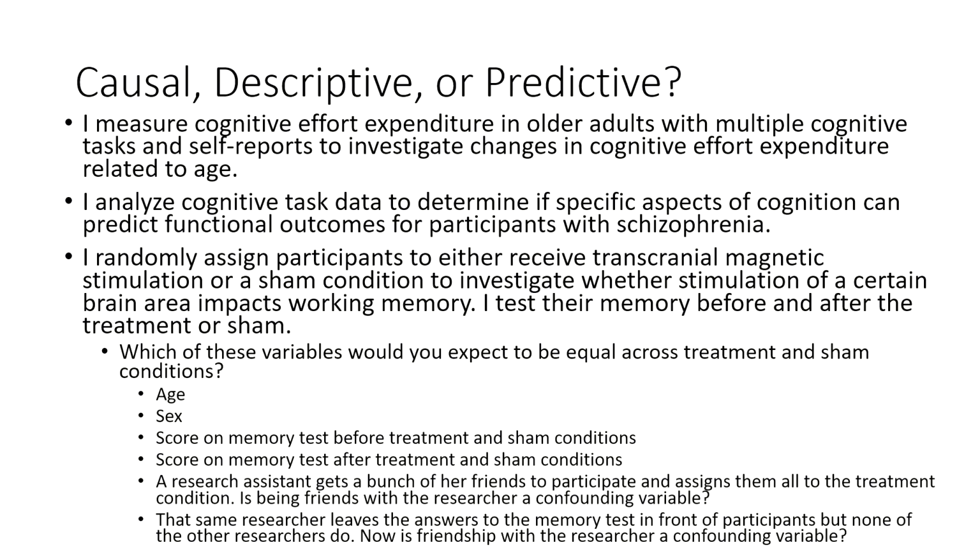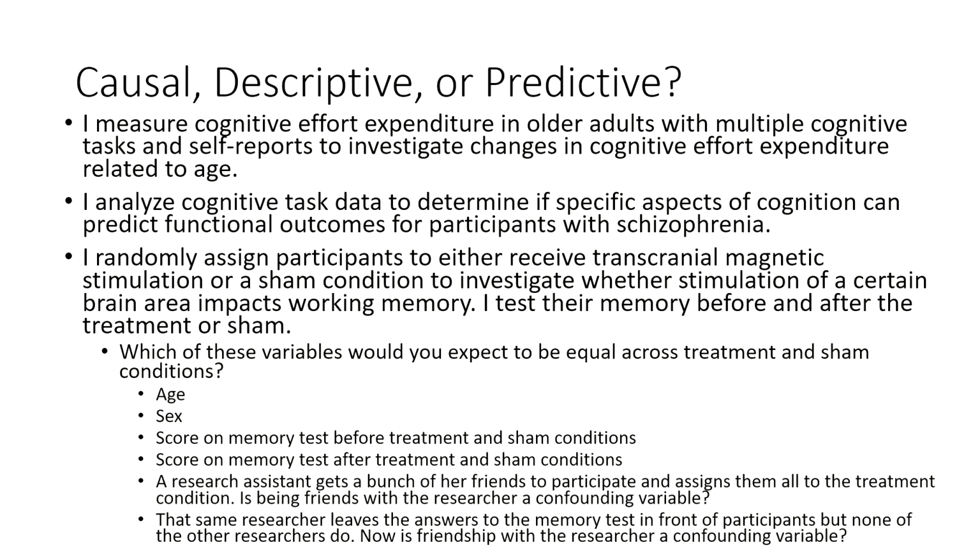Now, to take this one step farther, which of these variables would you expect to be equal across treatment and sham conditions? Now, remember, I have randomly assigned participants to either be in the treatment or sham condition. And so when I do a random assignment, I am not stratifying based on any other variables. I didn't even mention variables like age and sex. And so you can assume that they are likely to be close to equal across the treatment and sham conditions.